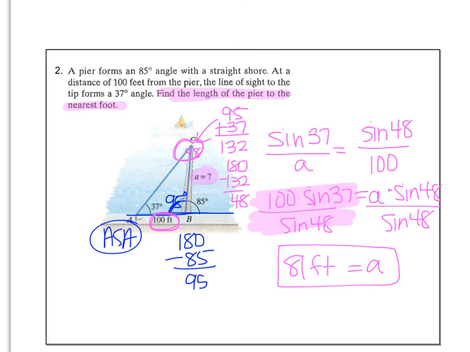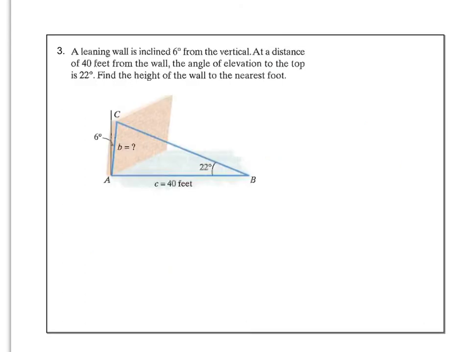All right, one more. This last one, we have a leaning wall inclined 6 degrees from the vertical at a distance of 40 feet from the wall. The angle of elevation to the top is 22 degrees. Find the height of the wall to the nearest foot. So if I need to find the height of the wall, they actually already labeled it there. That's what we're looking for. The wall is leaning though, so it's not straight up and down. This is not a 90-degree angle, which is why we can't use SOHCAHTOA. We have to use either the law of sines or law of cosines.